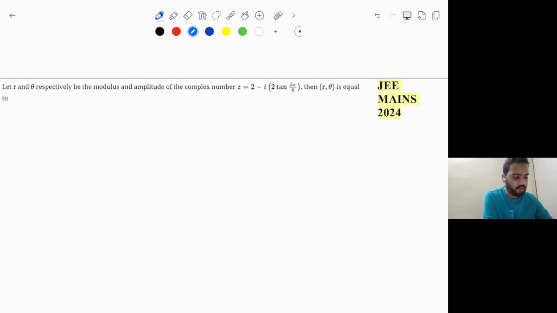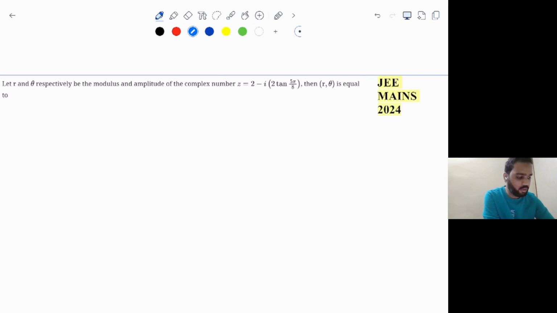Let's see the next question. And this is a question from JEE Mains 2024 session. And once again, this is also not a difficult question, but there is a high chance many students will commit a mistake here while taking the magnitude and also the argument of this kind of complex numbers.